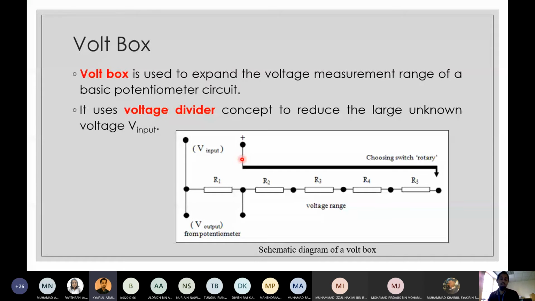Okay, semua betul. So kita akan gunakan konsep voltage divider. So let's say we want to measure the voltage across these 2 points, positive and negative. So we are going to set higher resistance first, and then we're going to step down, lower, depending on the voltage level of what we want to measure. But if we want to design the volt box, we need to start with the lower value first, and then we slowly increase. So we need to start with R1, and then R2, and so on until we reach R5. So this one uses the concept of voltage divider.